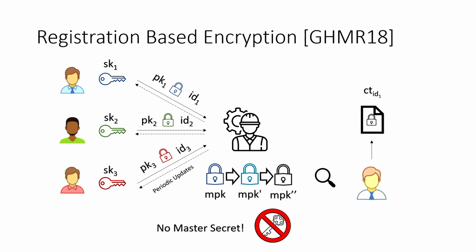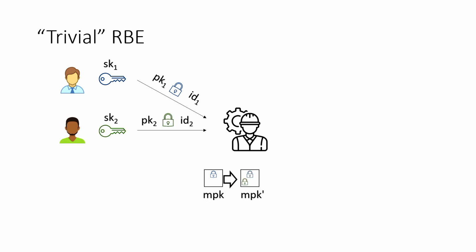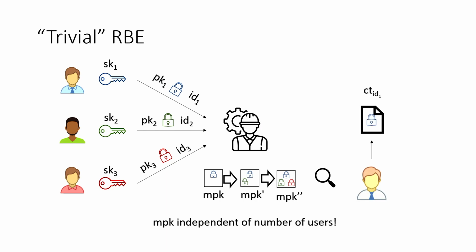Based on just what I've told you so far, there's actually a trivial way to satisfy this, which is to have each individual generate their own public key encryption key and send that to the key curator, and the key curator can just curate their keys by adding them to a list. In some sense, this is the trust model we want to achieve, but to make this an interesting, non-trivial concept, for RBE, we require that the master public key is succinct, so it's independent of the number of users that join the system.